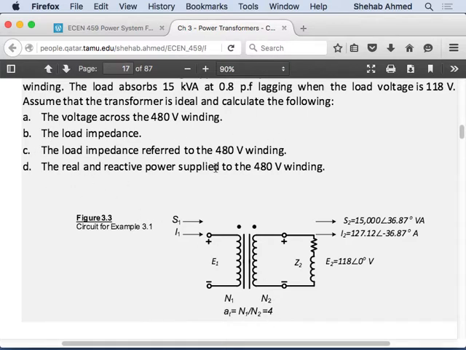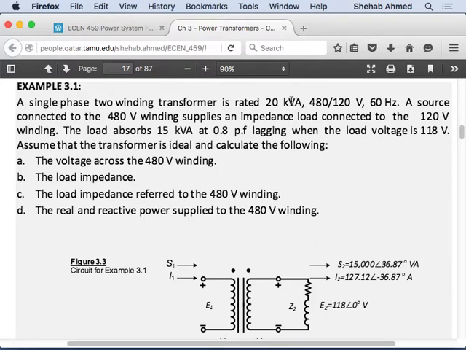The real and reactive power supplied to the 480 volt winding. How would I do that? Not 20, because 20 is the rating of the transformer. But the load is 15 kVA, right? So the transformer is rated for higher than the load. So they're asking what is the actual real and reactive power being supplied by the 480 volt winding.